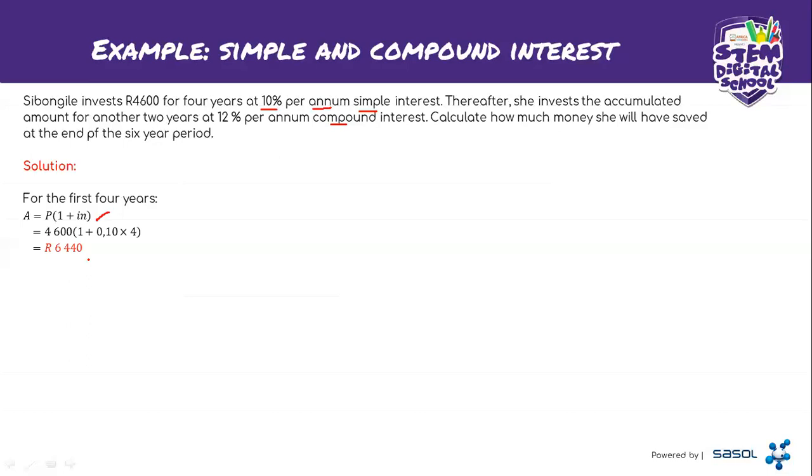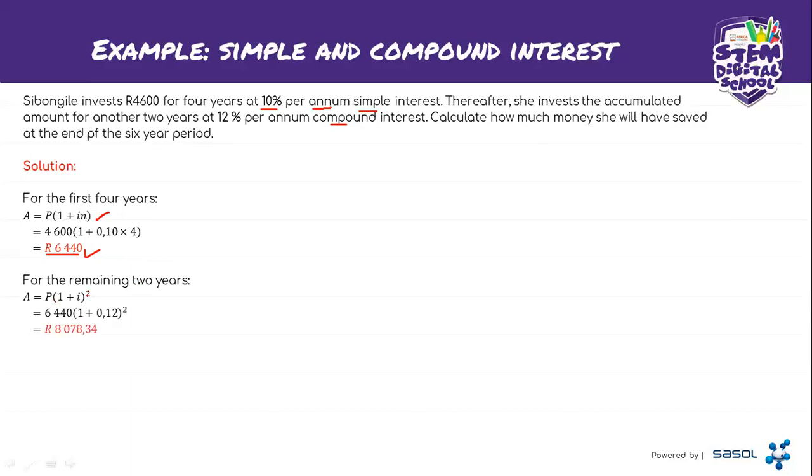The simple interest. Then the answer that we're going to have is 6,440, right? And thereafter, this person invests again the accumulated amount, which is this 6,440, with the remaining 2 years, but now with compound interest, right? Compound interest.